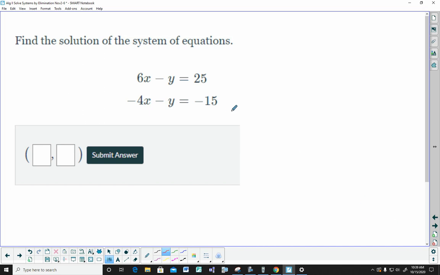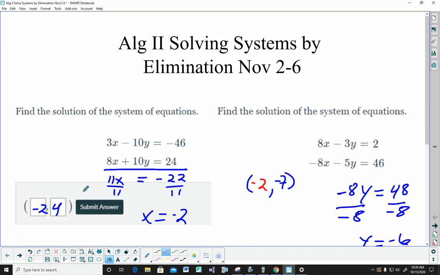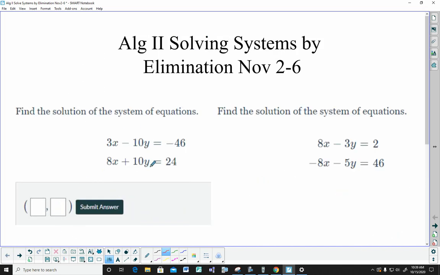Okay. Now in these two, just to remind you, what you did is when you added them together, one of the variables canceled. It was the y's that canceled here and the x's that canceled there. Now to really drive home what happened here, one of the variables had the same coefficient, but they were opposite in sign.